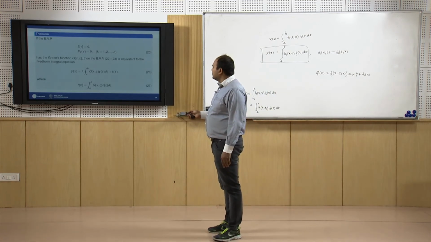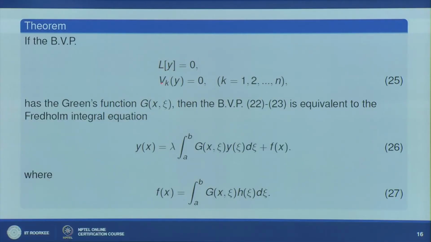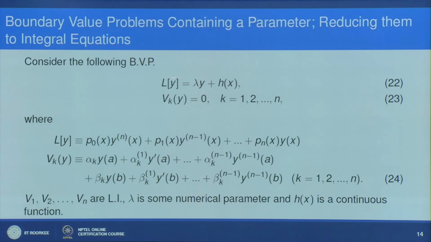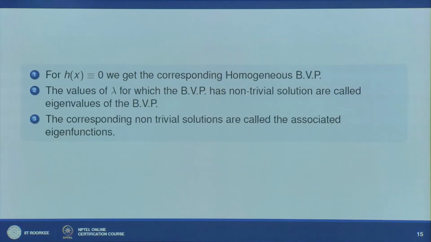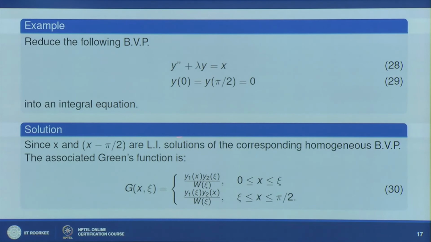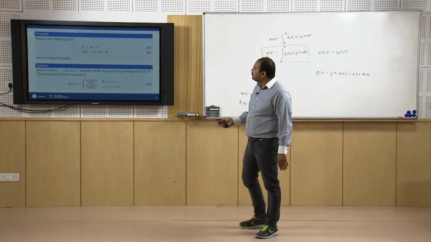For example, we can have this particular result: if we have Ly = 0 and V_k y = 0, and for this we have constructed our Green function, then the previous boundary value problem, Ly = λy + h(x) with this boundary condition, has its solution given in terms of this Fredholm integral equation, where f(x) you can define as ∫ₐᵇ G(x, ξ) h(ξ) dξ. So for this let us consider a simple example.